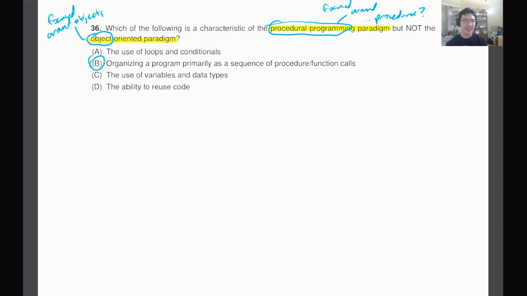Same thing with C and D. Imagine not being able to use variables or data types, or having no ability to reuse code, which is what D has. So just by thinking this through, imagining a programming language without any of these three, A, C, and D, that would probably be a pretty fast-dead programming language. All right, that was question 36.